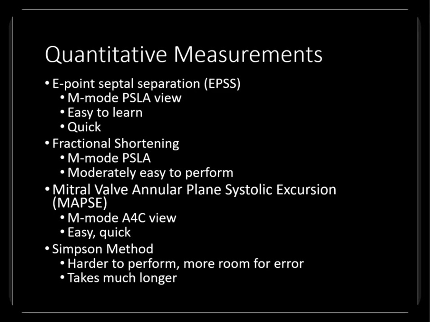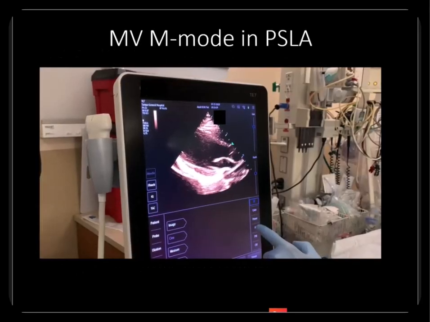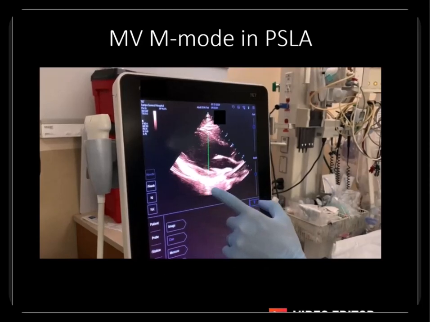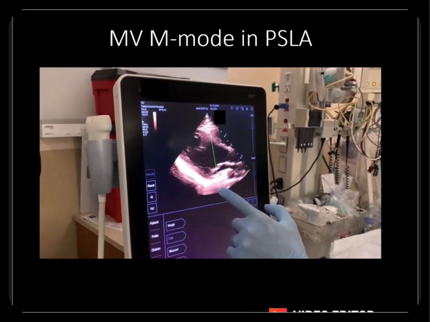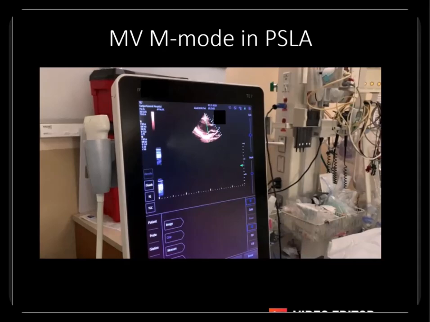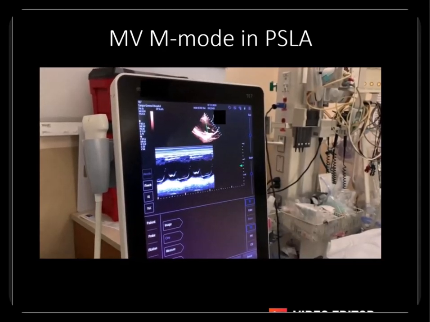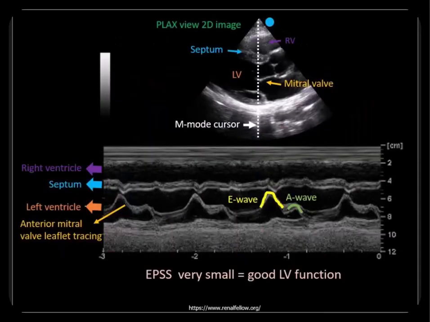This measurement is performed using M mode in a parasternal long axis view. I really like this measurement because it's easy to learn and can be performed very quick in a clinical setting. So using M mode, bring the cursor over the anterior leaflet tips of the mitral valve, touch M again, and you will obtain the tracing of structures over time. And then you will freeze that measurement and it will look like this.